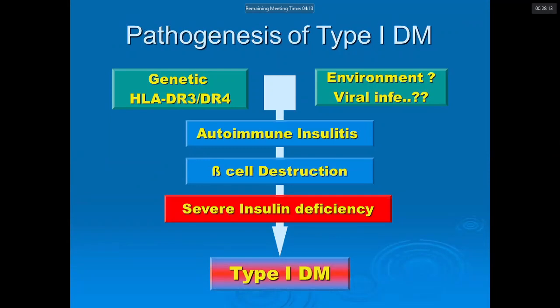This is a simple slide of pathogenesis of type 1 diabetes. We have genetic, HLA DR3 and DR4 are positive. We have environmental factors like viral infection, especially in winter. We have autoimmune insulitis, which is inflammation of islet cells. And we have beta cell destruction. And then we have severe insulin deficiency. And then we have type 1 diabetes mellitus.